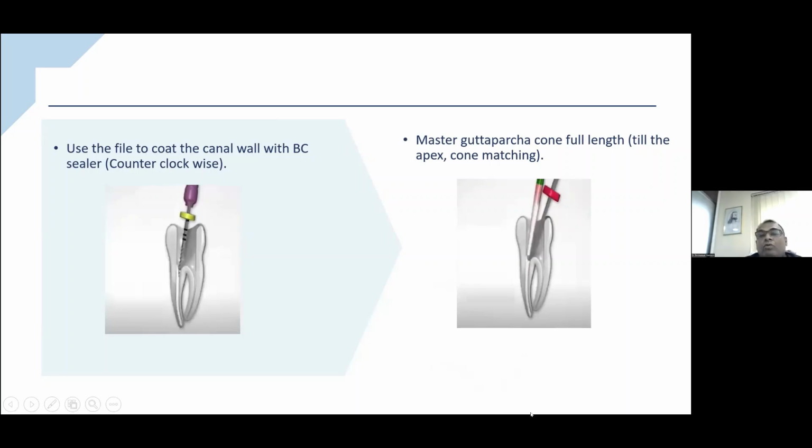The master cone gutta percha is selected. A cone matching is done. The cone is selected either one size smaller or the same size, and the gutta percha also can be coated with the sealer, and then the obturation is done, followed by verification by an X-ray.